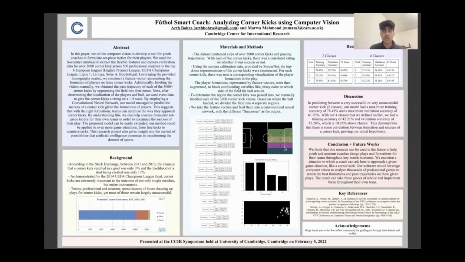The next thing we needed to do was actually label the success of each corner kick. Before, we labeled the corner kicks manually, but we realized that this wasn't objective enough. So we decided to use event data to label our corner kicks, and this would be done automatically. If the ball results in a turnover or a counterattack, we would label the corner kick as a 1. If the corner kick resulted in, I believe, the ball going out of bounds or winning the ball back, the corner kick was labeled a 2.